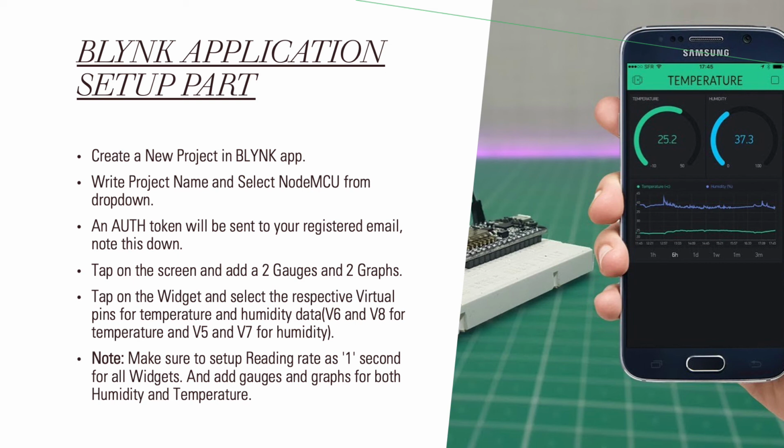Create a new project, write project name, and select NodeMCU from the dropdown. An auth token will be sent to your registered email. Note this down. Tap on the screen and add two gauges and two graphs. Tap on the widget and select the respective virtual pins for temperature and humidity data. There is one note. Make sure to set up reading rate as 1 second for all widgets, and add the gauges and graphs for the both humidity and temperature.